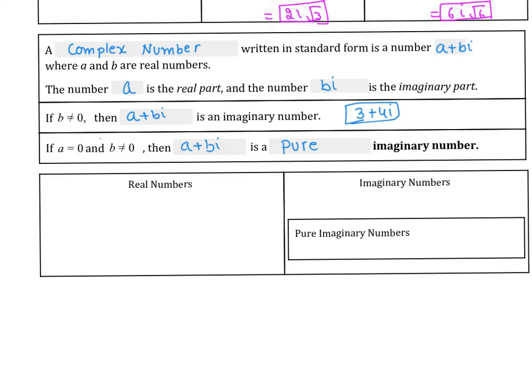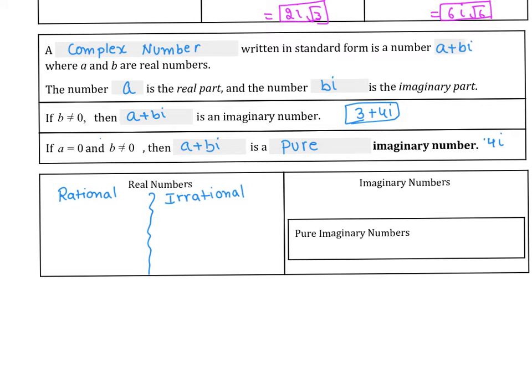If a is equal to 0 and b is not 0, then the number is called pure imaginary. So for example, just the number 4i, where there is no real part, because the real part is a, that is 0, that type of number is called a pure imaginary number. Now we're going to discuss real numbers. We have learned about real numbers in the past. That has two branches. One is rational numbers, the other one is irrational numbers.